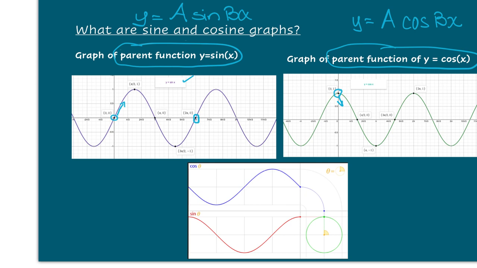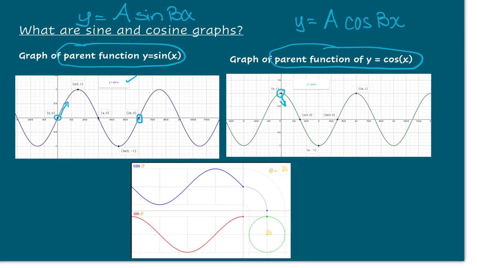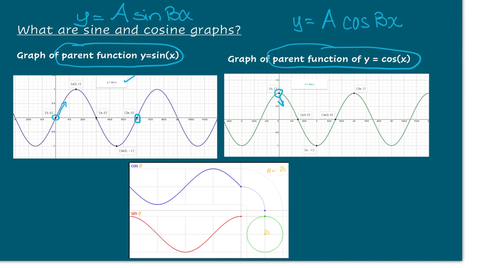The same thing happens with cosine. We repeat every time we hit 2 pi. So every time we get to here, we start repeating. We start where we start going down again. And here is where we start going back up again. Okay, so this is what we see with the general parent functions of our sine and our cosine functions.